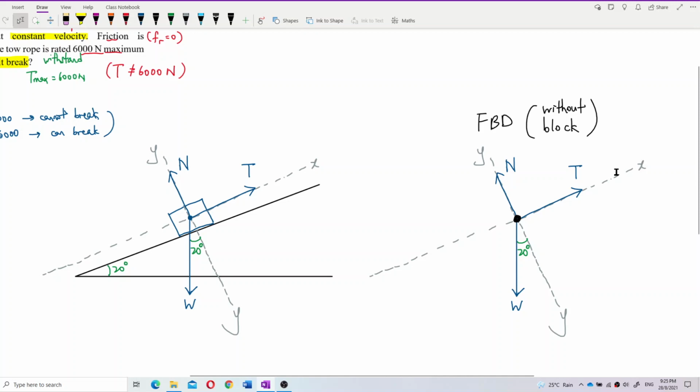They are tilted according to the surface. The x-axis must be parallel to the surface. When the surface is inclined, your x-axis needs to be inclined also. And the y-axis must be perpendicular to the surface. Okay, this is the free body diagram.